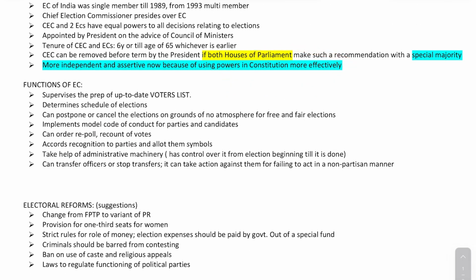So what are the functions of the Election Commission? It supervises the preparation of an up-to-date voters list. It determines the schedule of elections.